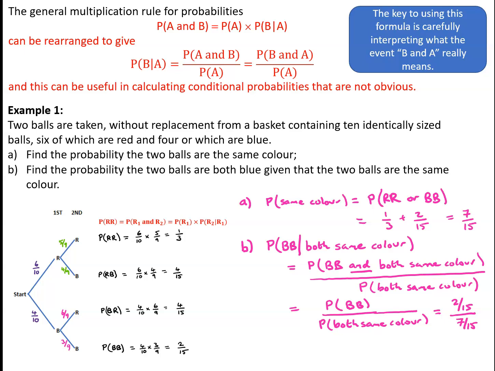So our conditional probability is the probability the 2 balls are both blue divided by the probability the 2 balls are both the same colour. Probability the 2 balls are both blue is 2/15. The probability the 2 balls are both the same colour is 7/15. So our conditional probability is 2/15 divided by 7/15, which just gives me 2/7.